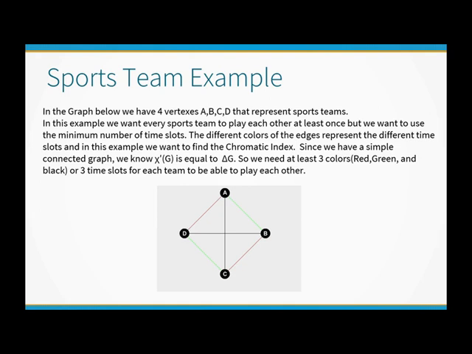In my example here, we have supplied only 4 teams, represented by these 4 vertices, with the intention that every team plays each other at least 1 time. That leaves us with a connected graph. Since we do have a connected graph and 4 vertices, that means delta G, the highest vertex degree, is 3. Since we have a simple connected graph, our chromatic index is going to be equal to delta G of 3. This means we are going to need at least 3 different time slots for all these teams to be able to play each other at least 1 time.